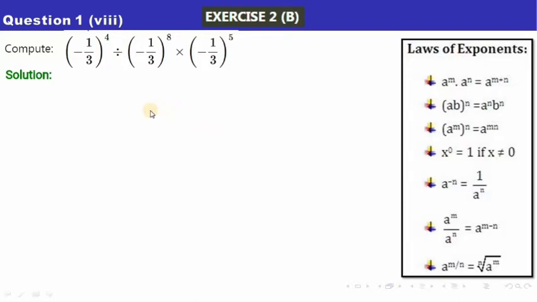Okay, so if you pay attention here, for example, if a to the power m is there, so this m is called exponent, or you can simply call it power, and this a is called base. Okay, so basically here this 4 is my exponent and this entire fraction is my base. So here the base is minus 1 by 3, here also the base is minus 1 by 3, and here also the base is minus 1 by 3. So all the bases are same, isn't it?